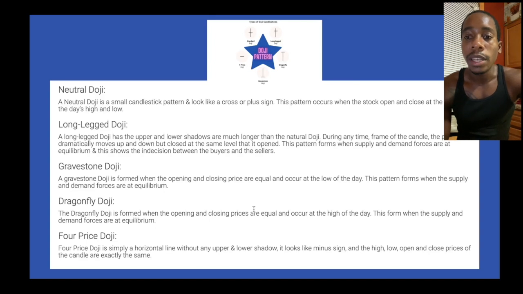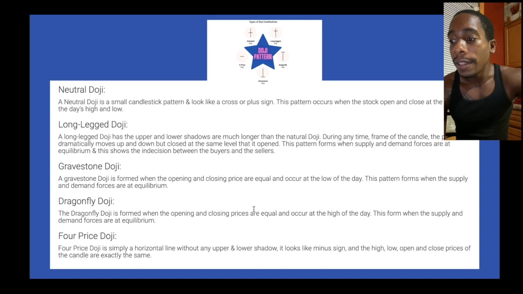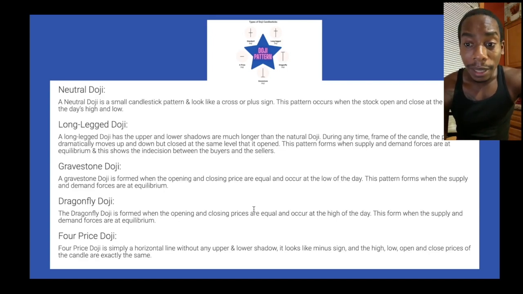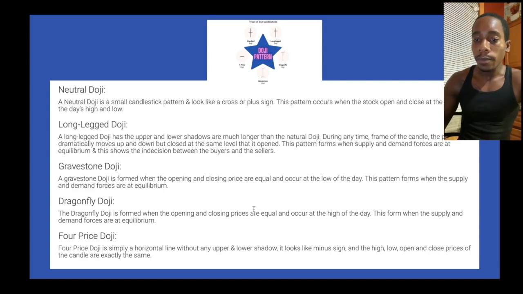Gravestone doji. A gravestone doji is formed when the opening and closing price are equal and occur at the low of the day. This pattern forms when the supply and demand forces are at equilibrium. A dragonfly doji. A dragonfly doji is formed when the opening and closing prices are equal and occur at the high of the day. This forms when the supply and demand forces are at equilibrium.